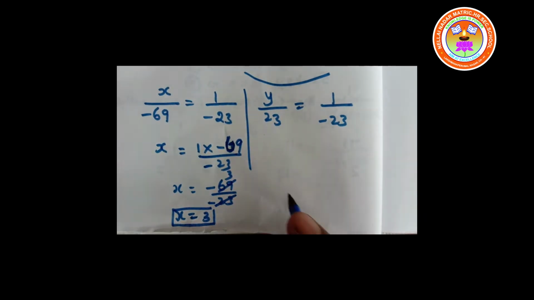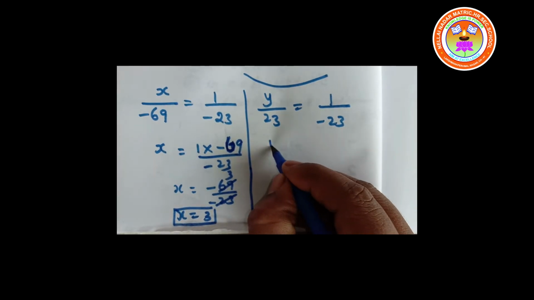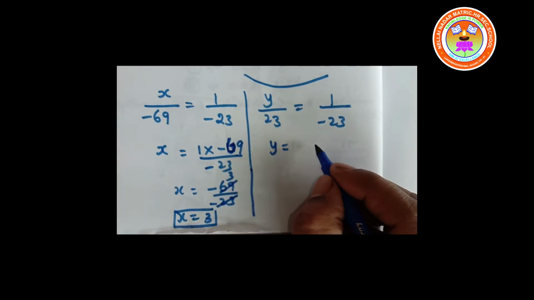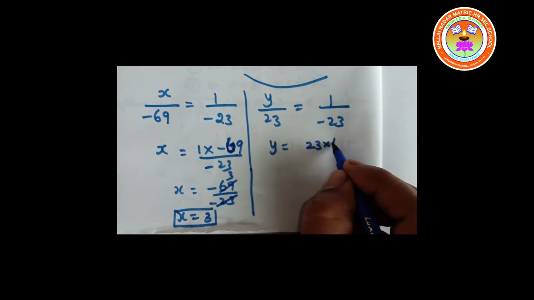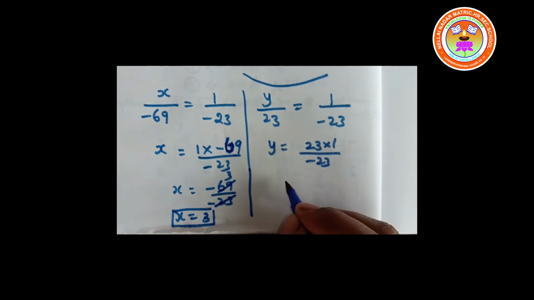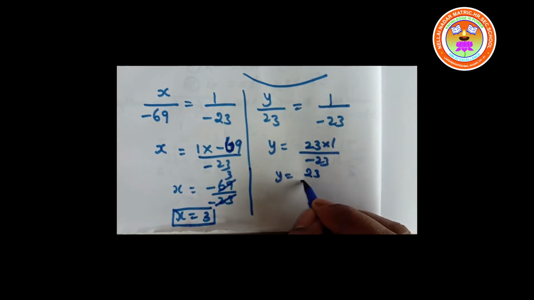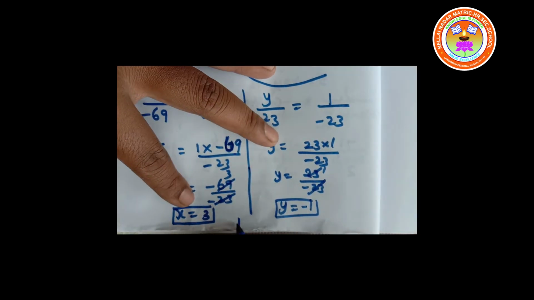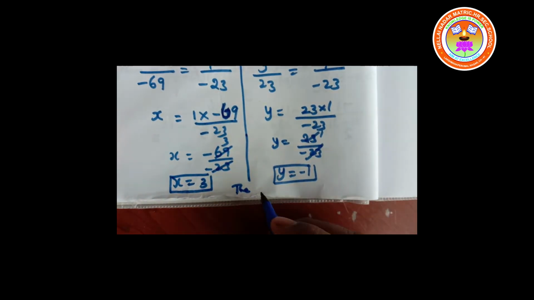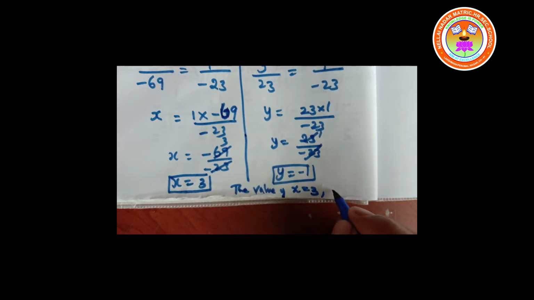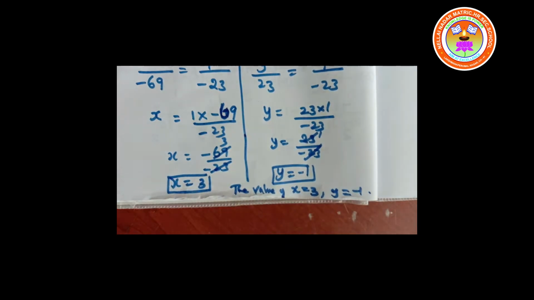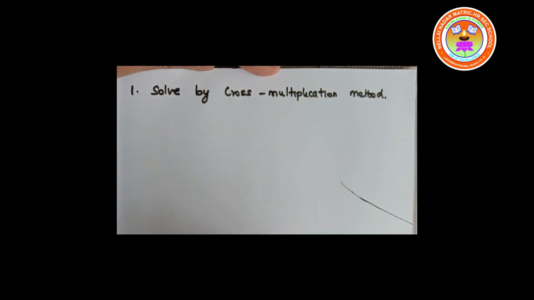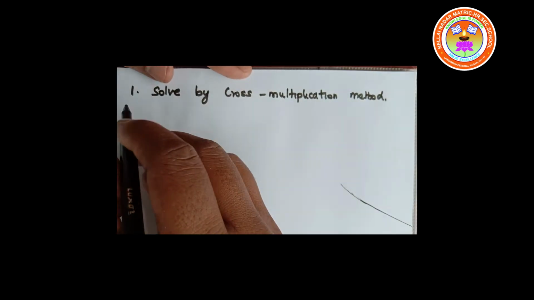Is it clear, children? Same way, y is equal to 23 into 1 divided by minus 23. y is equal to 23 by minus 23. So 1 time. So y is equal to minus 1. Therefore, the value of x is equal to 3, y equal to minus 1. Is it clear, children?